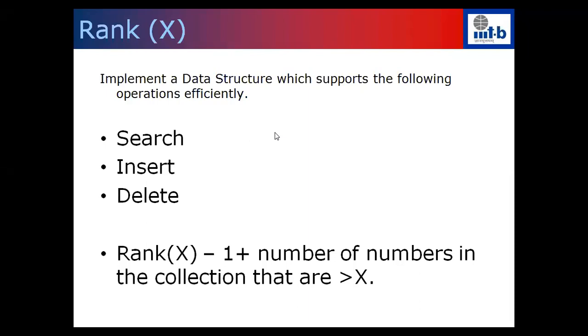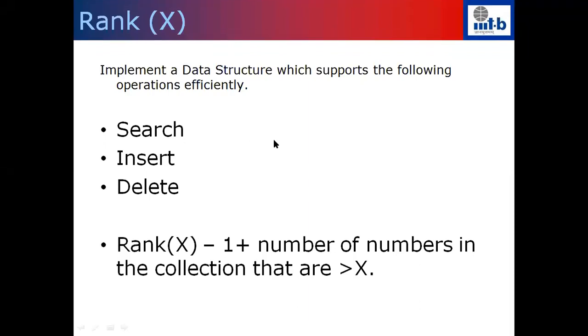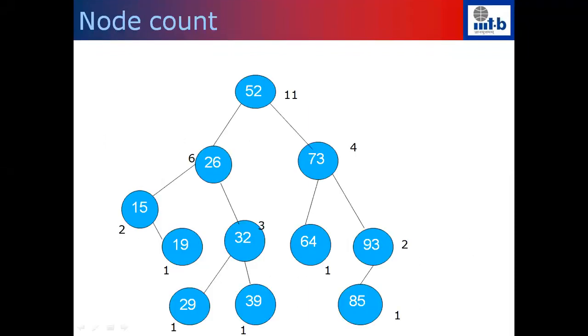In order to answer this question, we will use the AVL tree implementation. In addition to the other parameters that we had, we will have one more variable in each node of the binary search tree, which is called count. The count will tell you the number of nodes in the subtree rooted at this node. I'll repeat: the count of a node is the number of nodes in the subtree rooted at this node.